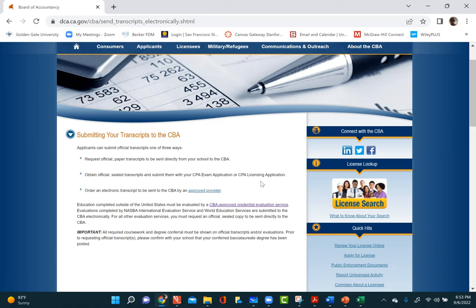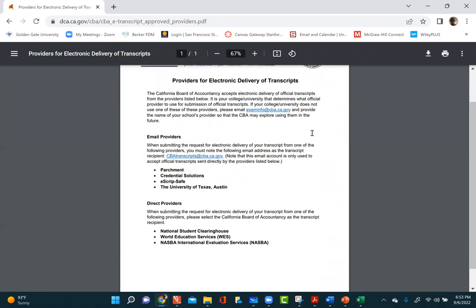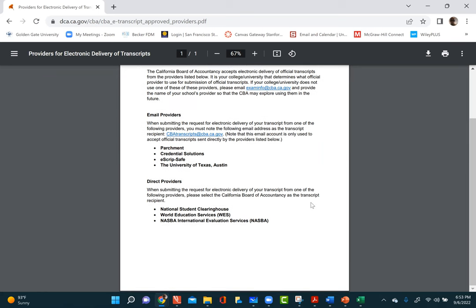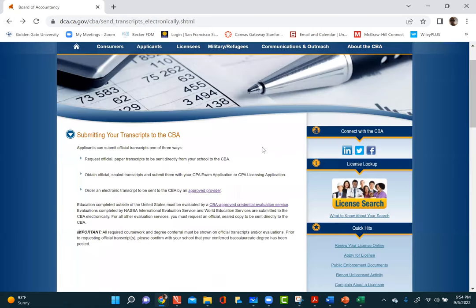What you're going to want to do is look to see that GGU works with one of these approved providers. Does anyone know which one of these GGU uses? Okay. You're going to need to talk to GGU to find out which one they use to submit electronic transcripts and have those transcripts submitted electronically. Okay, so that is the process. That's how you get things started.